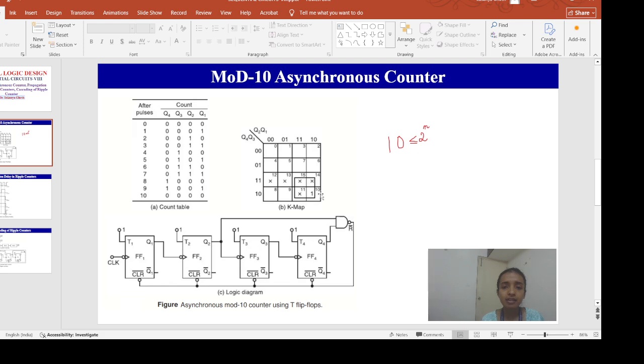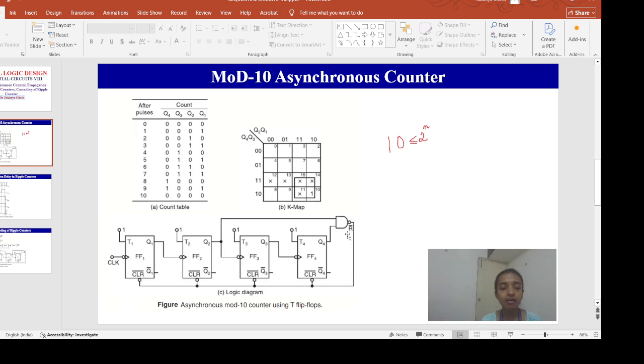So the counter has 10 stable states from 0000 to 1001. It can only count 0 to 9, and the remaining states are invalid. So R will be equal to Q2 Q4. So the feedback is provided from the second and the fourth flip-flops.